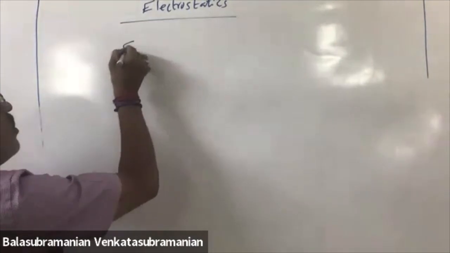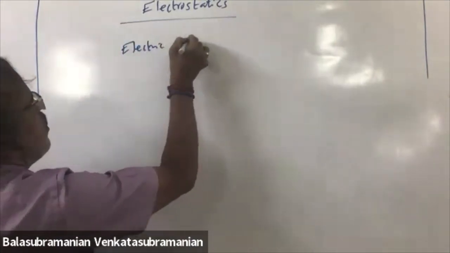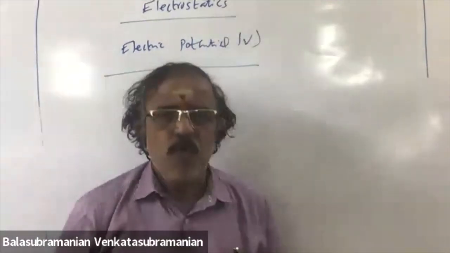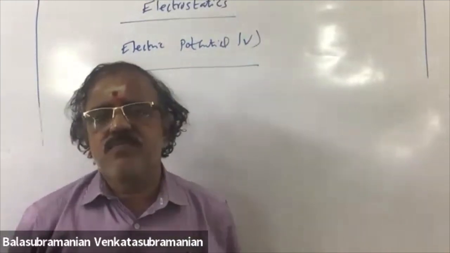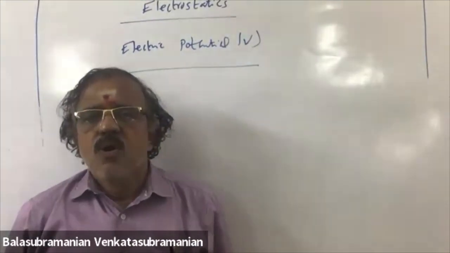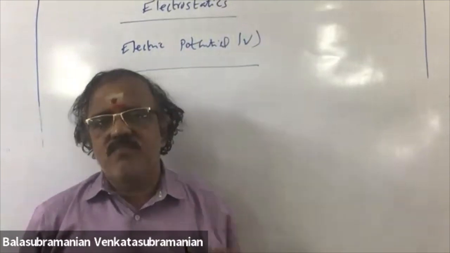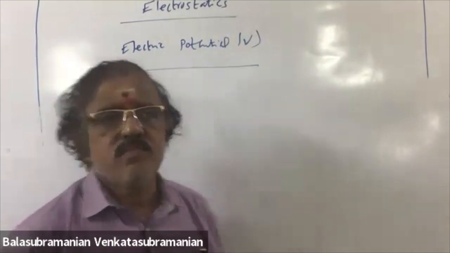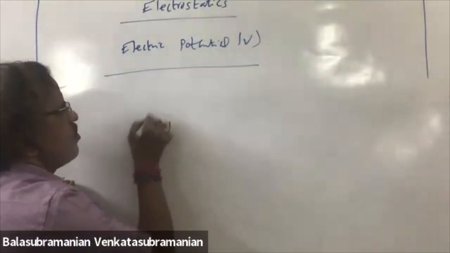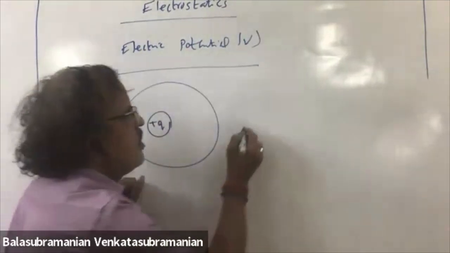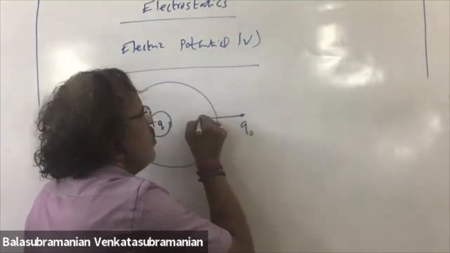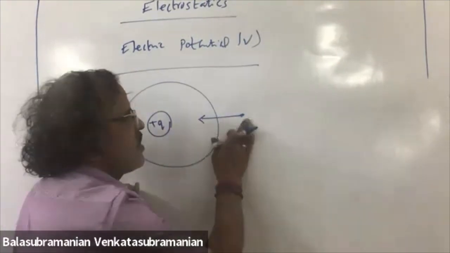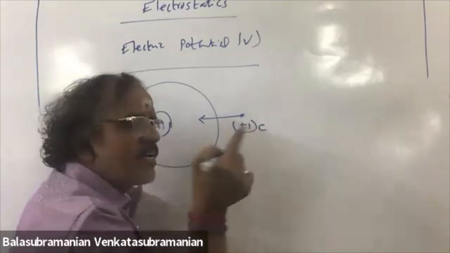Electric potential. Potential means work done. The word work done means it is a scalar. Sir, I have a charge Q. This is the electric field. I have a charge Q naught. The work done in moving a unit charge, Q naught I am moving, sir. You move unit charge plus 1 coulomb.